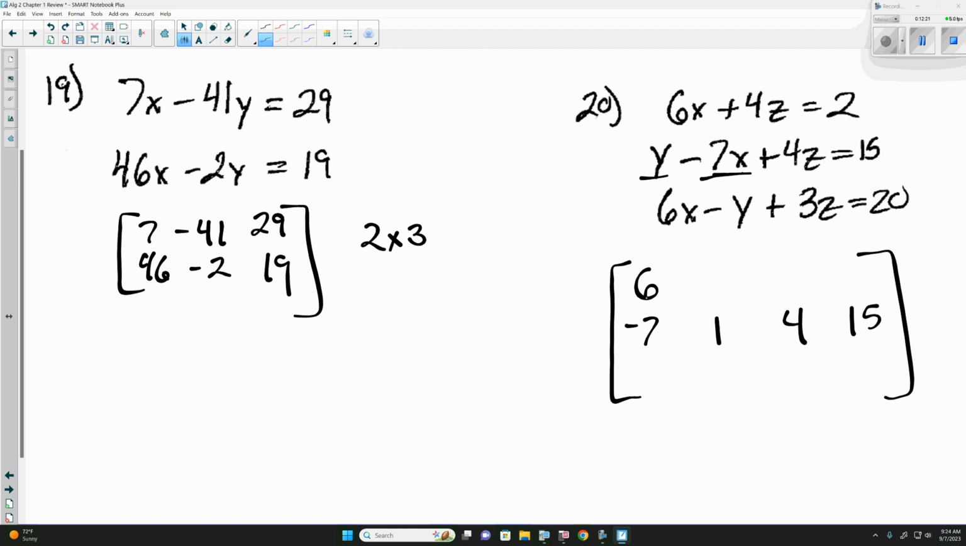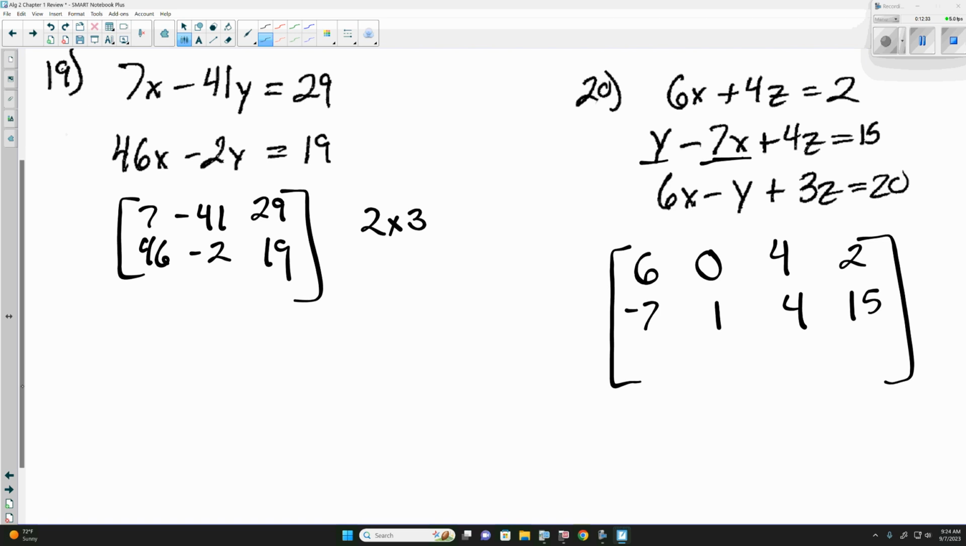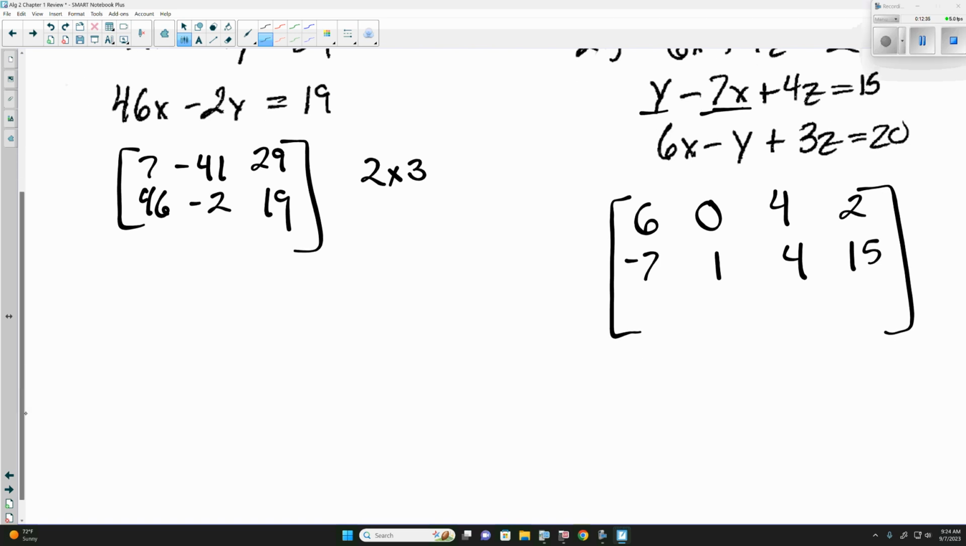Right, now the top one we would have 6 for X, but because Y does not show up, it is 0. Then we'd have 4 for Z and 2. And the last one would be 6, -1, 3, 20. If there's not a number written in front of the variable, it's understood to be 1. The only time it's 0 is if it is not there at all. Questions on this here? We good?